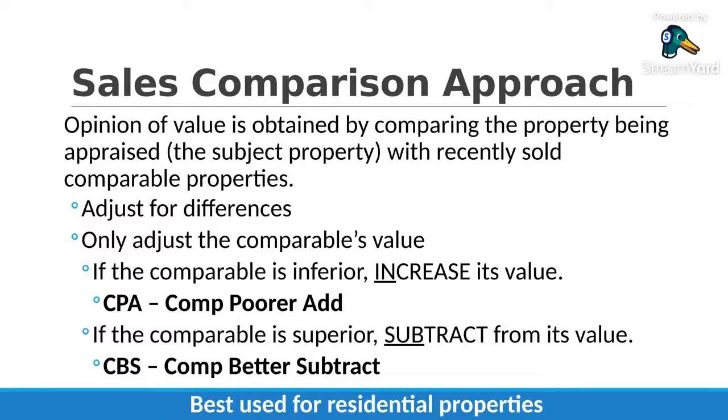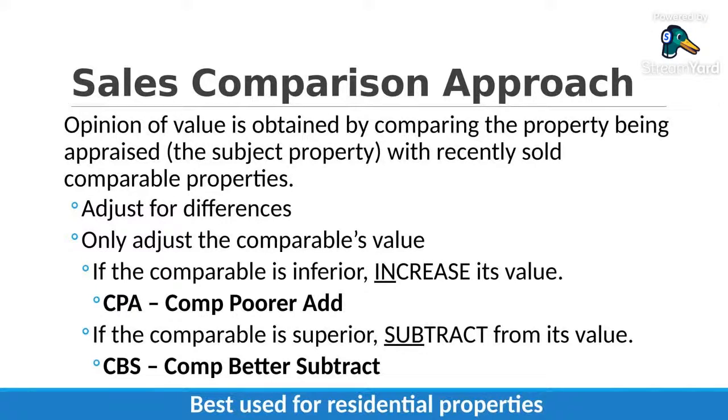So for example, my house is better than your house. Your house sold for 250, so my house is going to sell for more than your house sold for. Okay? So let's say that my house has a garage, yours doesn't have a garage. So yours sold for 250, then mine is going to sell for 250 plus whatever I feel the value of the garage is. Okay? So if the comp is poorer, we add.